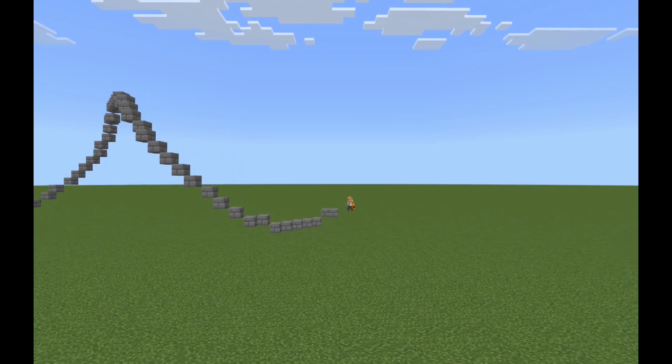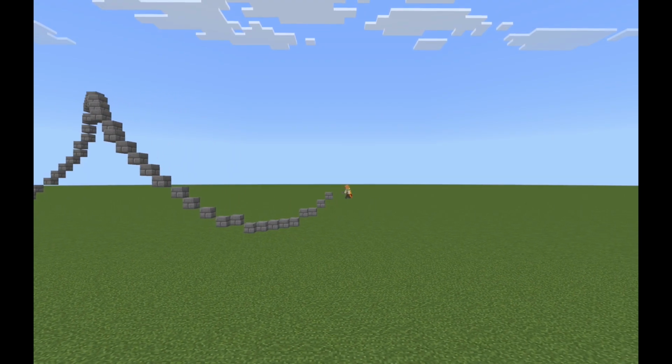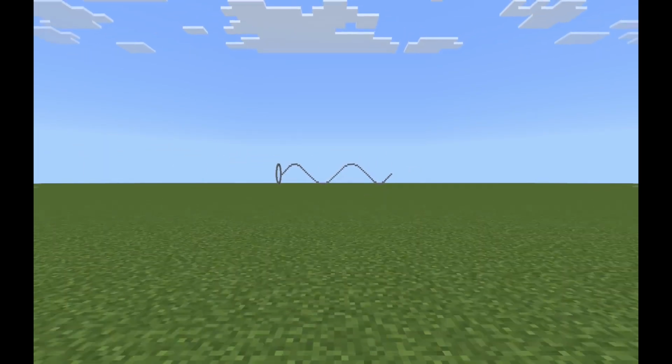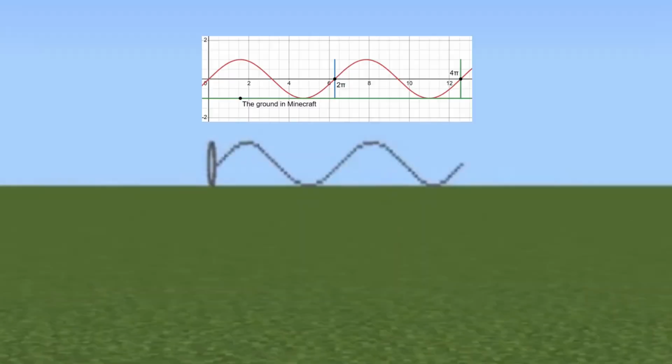The graph starts at (1, 0) on the unit circle, which is when sine equals 1. As I zoom out, you'll see that it forms a sine graph.